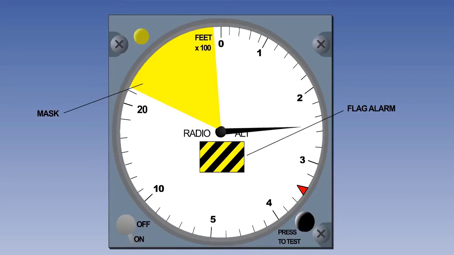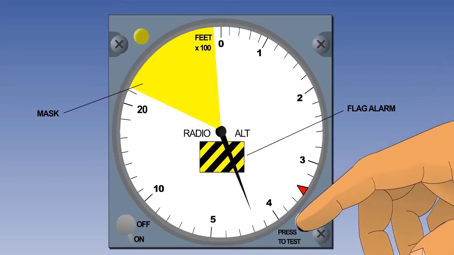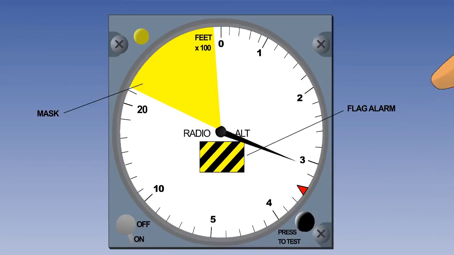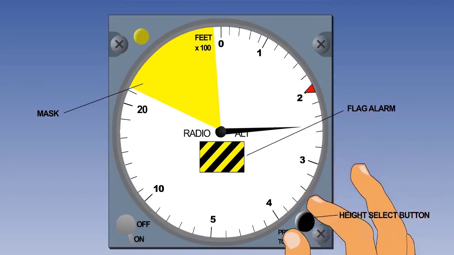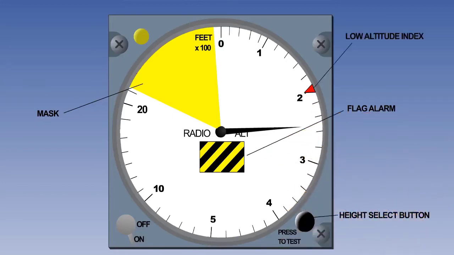A button on the bottom right of the indicator is used for a press-to-test facility. When it is pressed, the height pointer swings rapidly to a known preset value, usually 1,000 feet. This provides a confidence check to the pilots that the equipment is serviceable. The same button can be rotated as well as pressed in order to select a low altitude index to a desired height in order to give warnings such as decision heights.